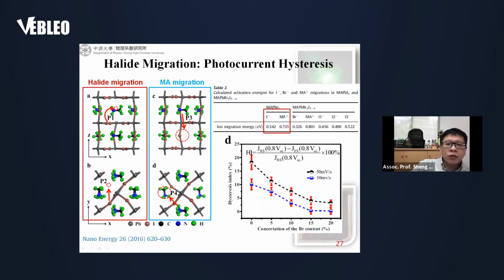And what is the origin of photocurrent hysteresis? Okay, it is from the halide migration. In perovskite material, if we only use MAPbI3, the ion migration energy of iodide is lower than that of MA. So usually the iodide can migrate in the perovskite crystal. But if we add some Br in the perovskite crystal material, then the ion migration energy will be increased. It means that the additional Br can reduce the halide migration, then reduce the photocurrent hysteresis.